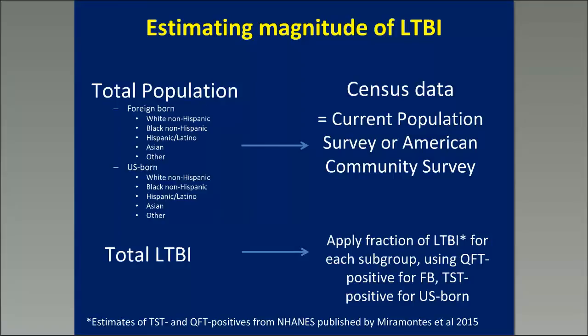Penn felt strongly that it's the IGRA positive tests that reflect true LTBI prevalence for the foreign-born, whereas it's TST positive results that reflect prevalence of LTBI in the US-born. He'll be talking tomorrow, maybe you can ask him exactly what his reasoning is there, but we do know there are some differences in performance in the different groups.